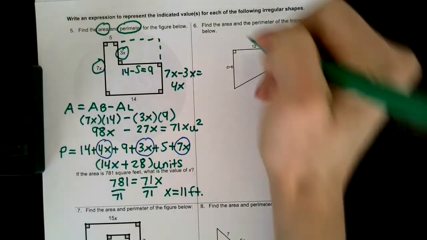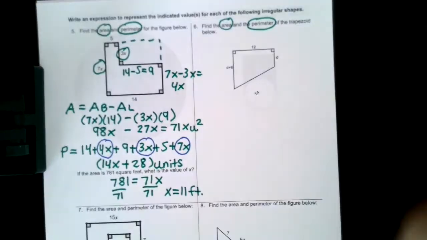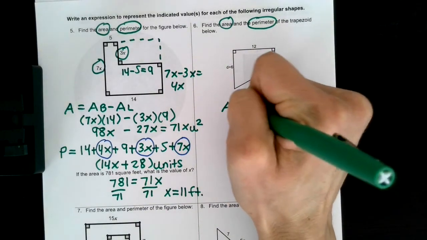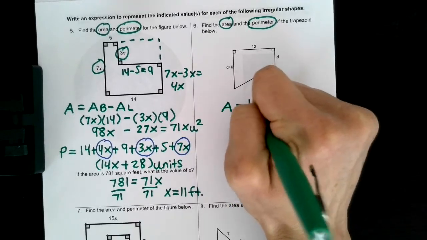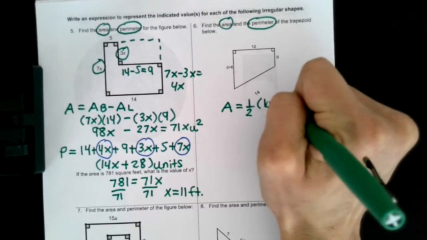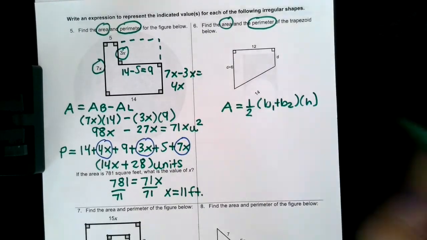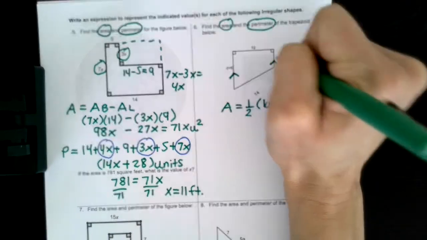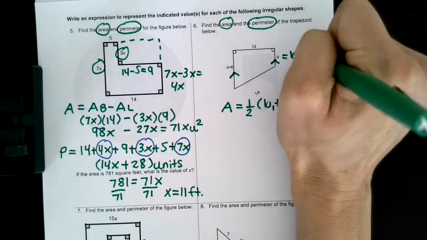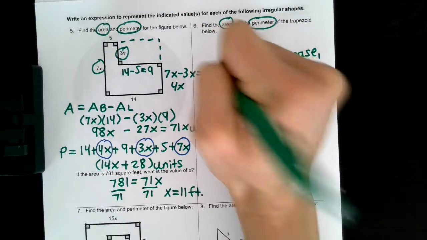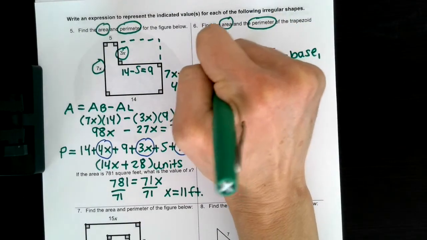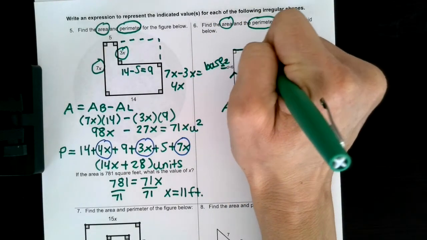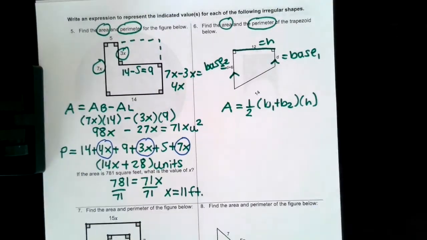It says find the area and perimeter of the trapezoid below. So recalling the area of a trapezoid, we have 1/2 base 1 plus base 2, and we're going to multiply that by the height. Our bases always run parallel to each other. So D is considered one of our bases, we'll call it base 1. And D plus 6 is also one of our bases, we'll call it base 2. Our height always runs perpendicular to the base. So 12 would be our height in this case.